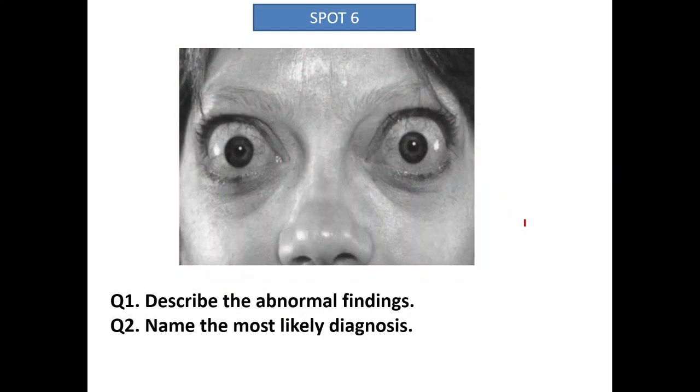Next question, very easy one, exophthalmos. What are the abnormal findings? What is the most likely diagnosis? So this is a simple spotter you can easily make out. I might ask what is the pathophysiology behind the eye popping out? What are the other differential diagnoses? What are the other manifestations in cases of thyroid disorder? This might be the follow-up question.